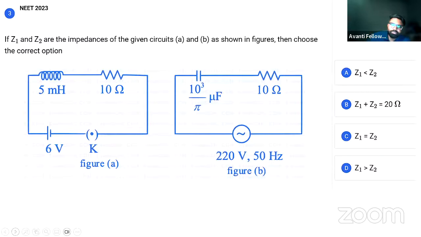Now let's try to solve this question. This is an RC and an LR circuit given in the situation. If Z1 and Z2 are the impedances of the given circuits A and B as shown in the figure, then choose the correct option. Look, two figures are given here. Clear? The value of L is 5 millihenry, R is given as 10 ohm in this situation, and this is 6 volt.